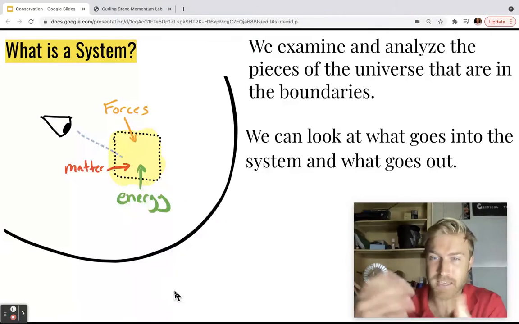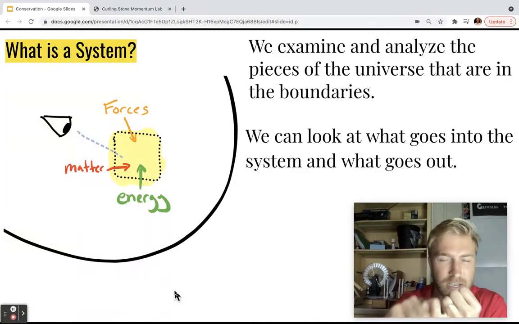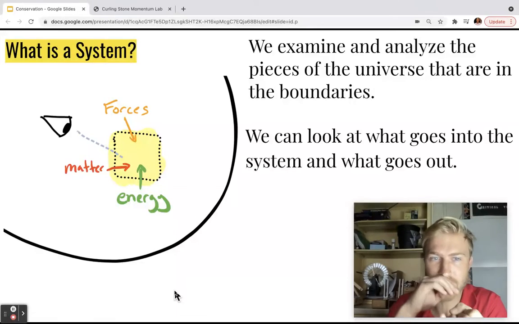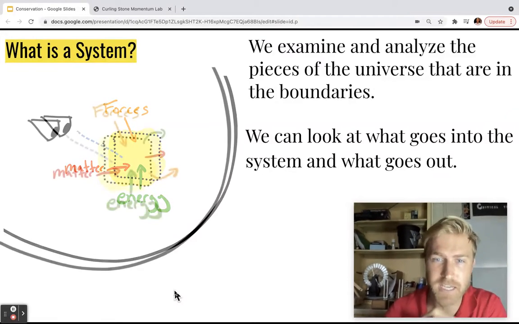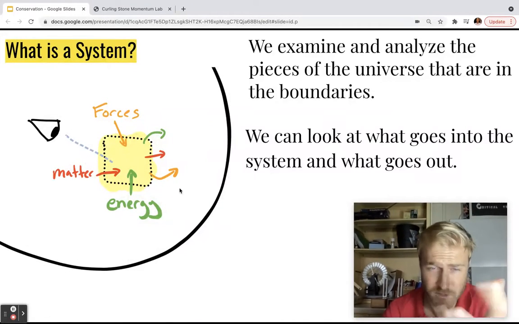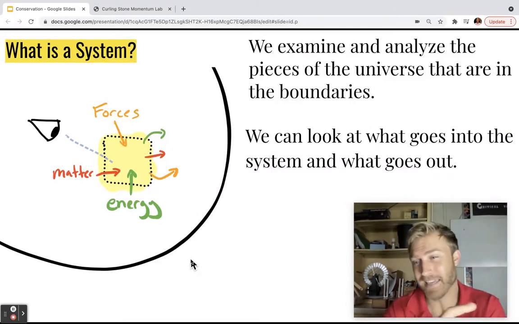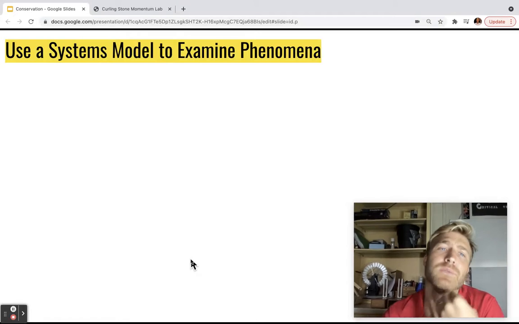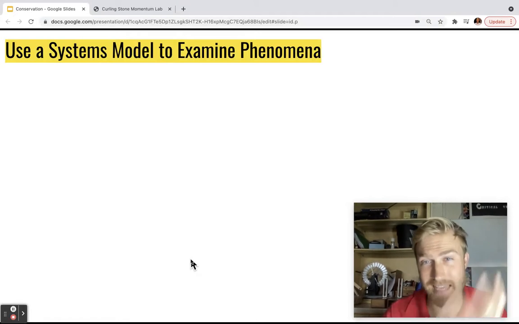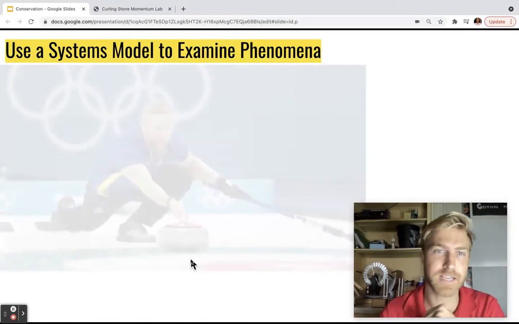Some inputs in physics are things like forces. If you push on objects in a system, or matter might go in, and energy. And there's also outputs in physics as well. Energy and forces and matter can leave the system. So we use a systems model to examine phenomena, things we want to understand.